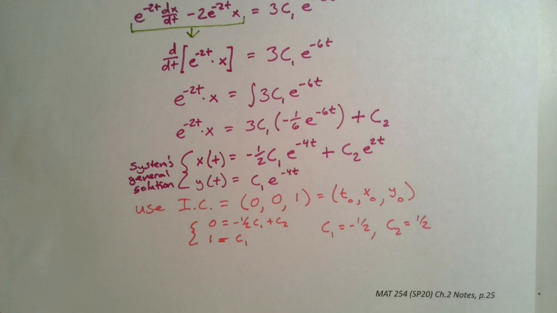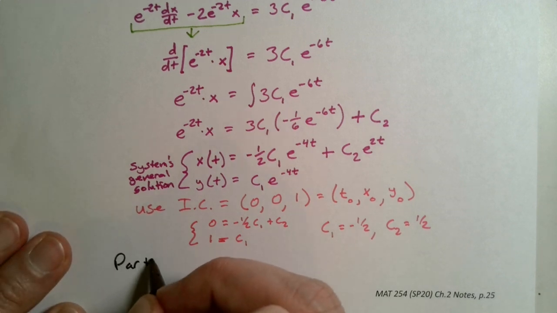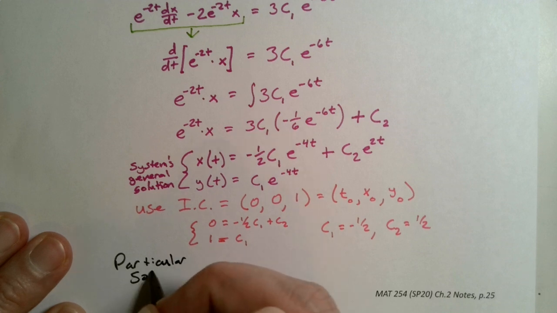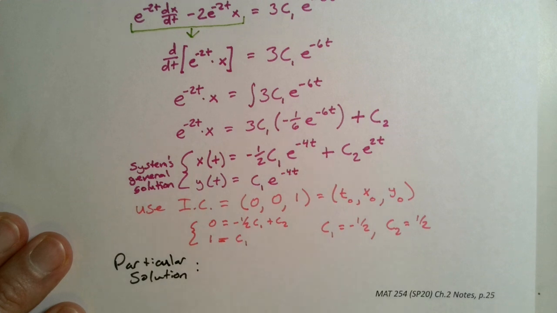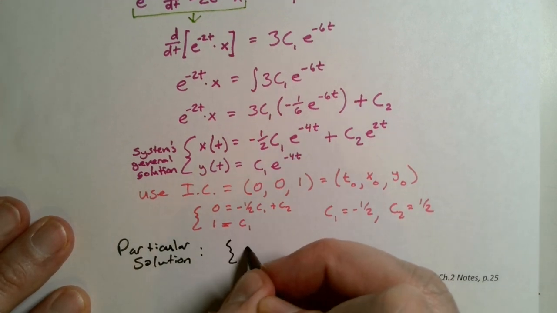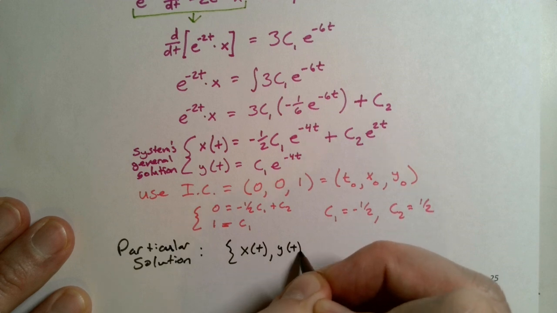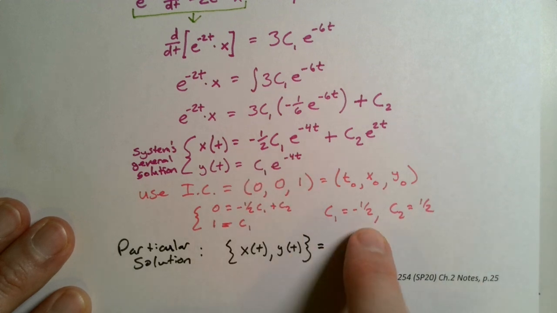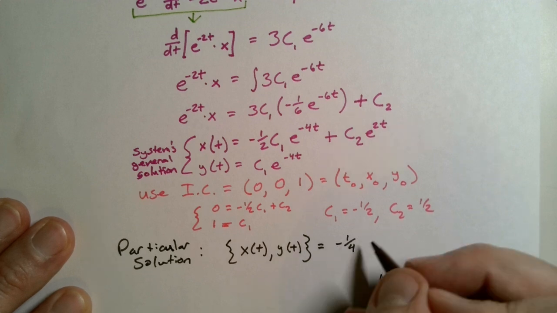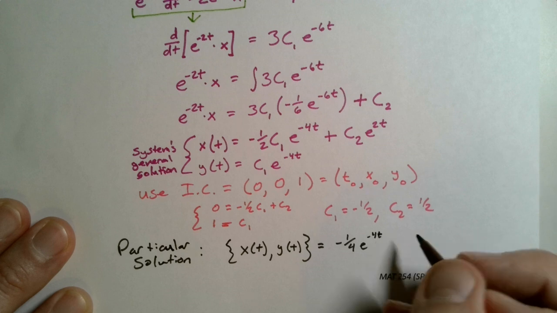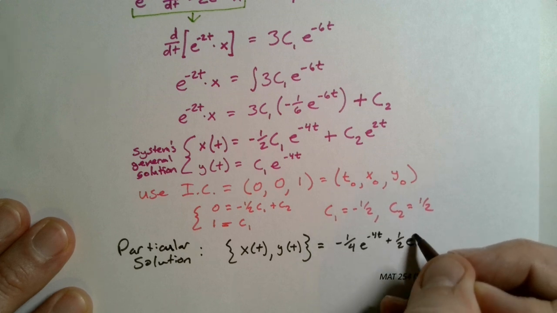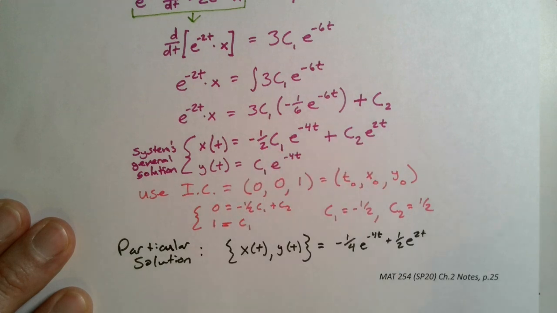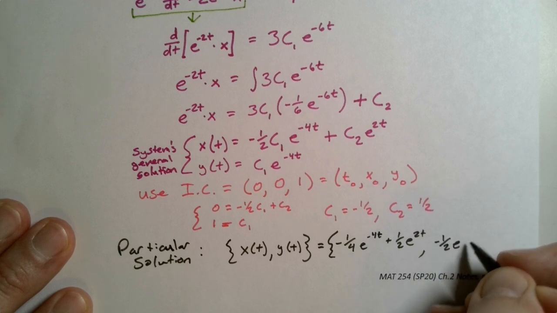So at the very end, after all is said and done, the particular solution is, and we can write this in parametric form, x of t comma y of t. That's going to be equal to -1/2 c1, and c1 is 1, so that would be -1/2 e^(-4t) plus 1/2 e^(2t). I'm just getting that from my x of t equation right here. All right, so that's my x of t, comma, my y of t is just c1 e^(-4t), so that would be e^(-4t).